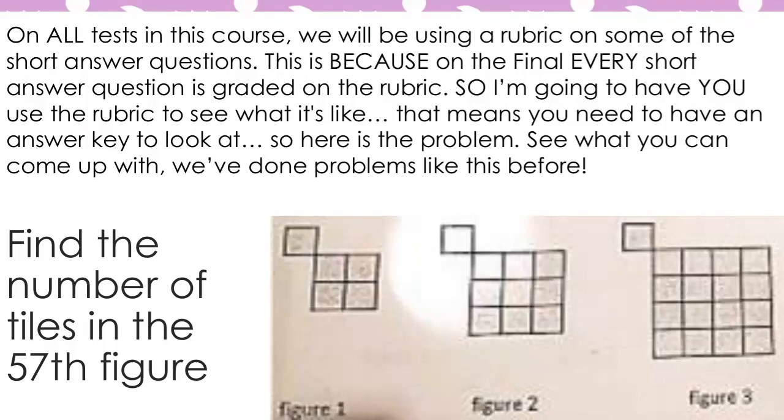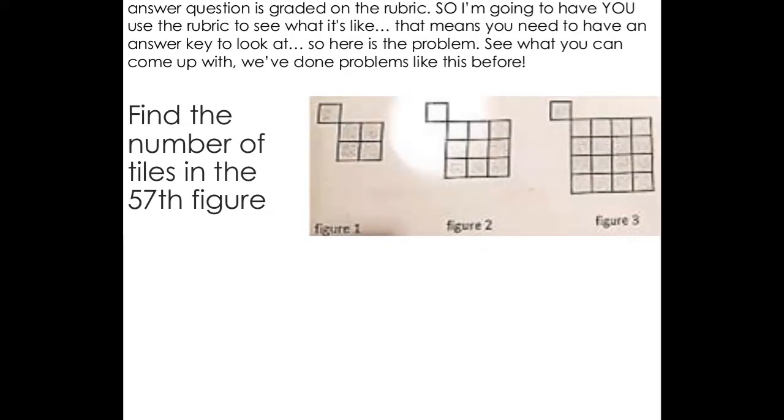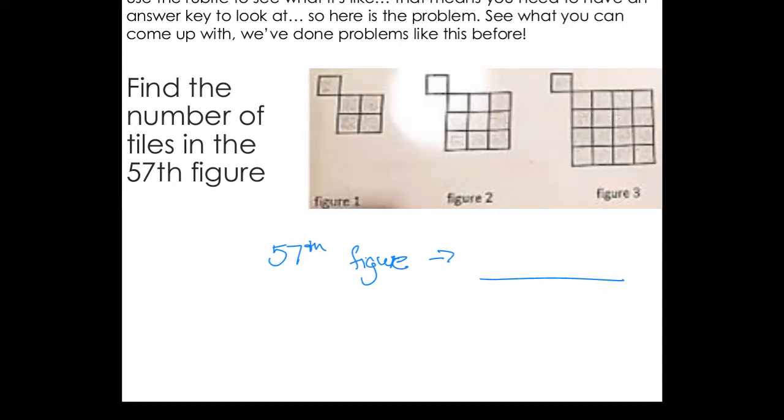Okay, so we have a pattern here. This is a visual pattern, and it says, find the number of tiles in the 57th figure. So, 57th figure. I mean, we could draw these all out, right? But who wants to do that? So, does anyone have an answer for the number of tiles in the 57th figure?